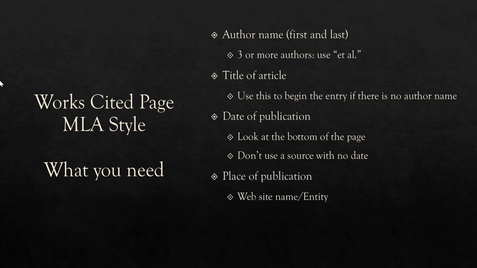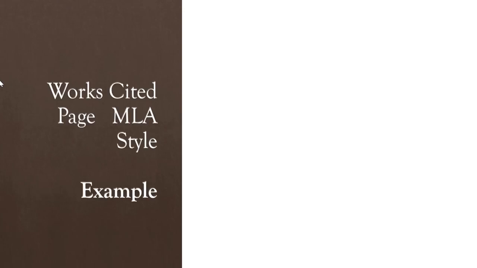The place of publication, which is either the website name or entity, something like the WashingtonPost.com, the NewYorkTimes.com, CNN.com, Forbes.com, the CBC. All these examples are entities of publication. And then you'll need the URL, so you'll want to copy paste that into whatever type of system you're using to keep track of your sources, and then the date that you accessed the material. So let's take a look at an example Works Cited page in MLA style.